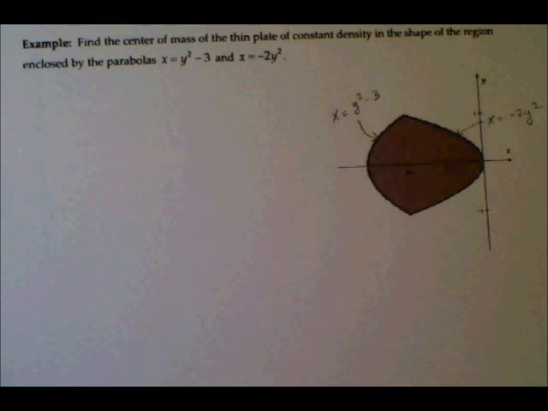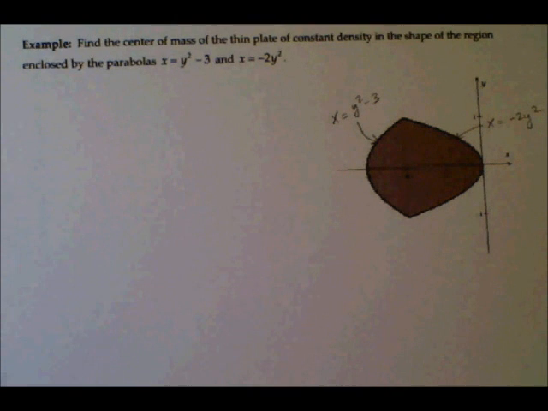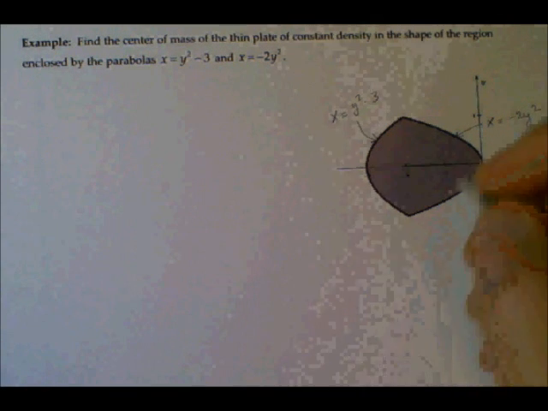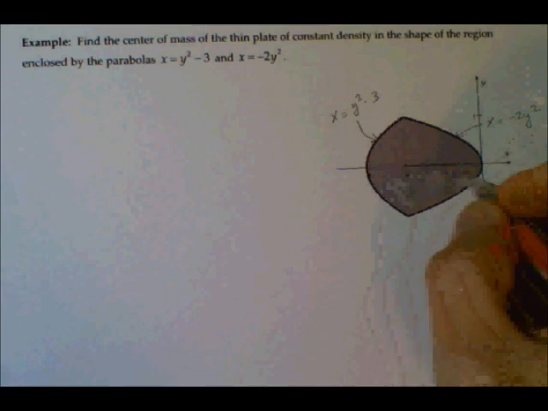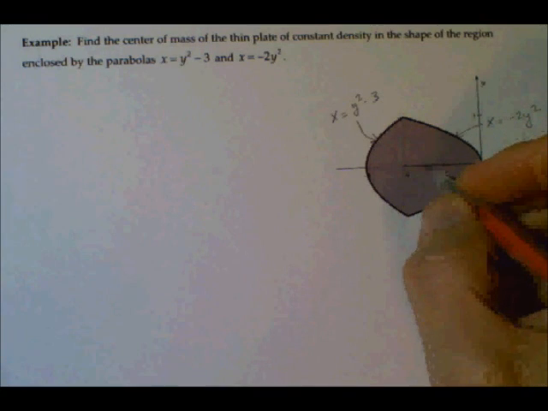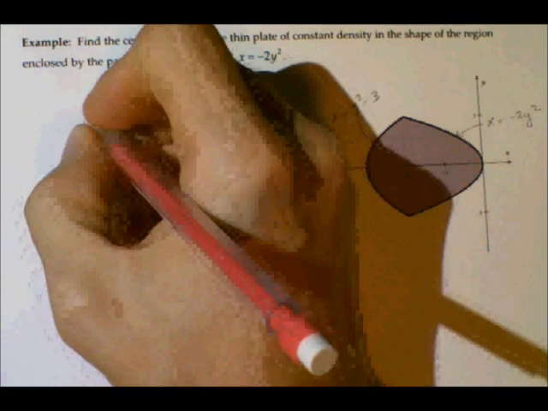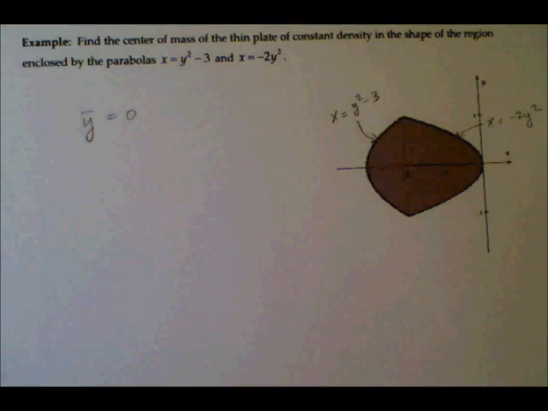Well, first of all, I want you to notice that the region is symmetric with respect to the x-axis. That, coupled with the fact that the density is constant, means that the center of mass lies somewhere on the x-axis, which means that the y-coordinate of the center of mass must be 0. Now, if the density weren't constant, then I wouldn't necessarily be able to draw that conclusion.